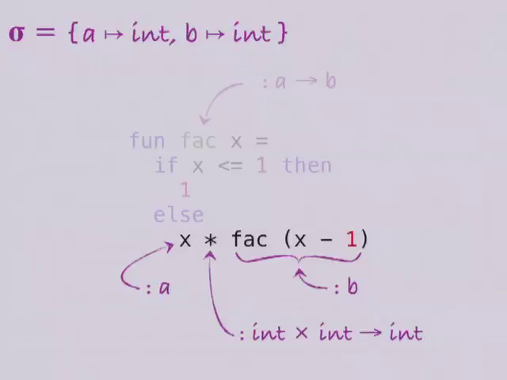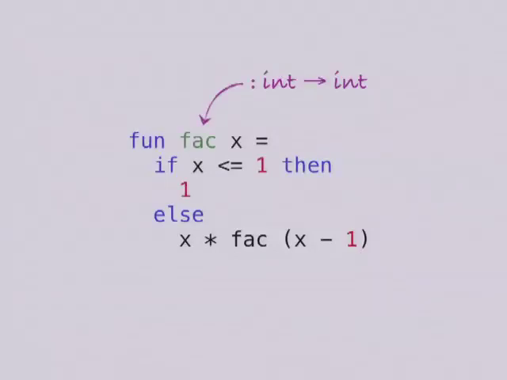Anyone else? OK. So anyway, A is of type int. B is actually an int. So fac must be of type int to int. So we just figured out the type of the factorial function given no information from the user. Nothing at all.